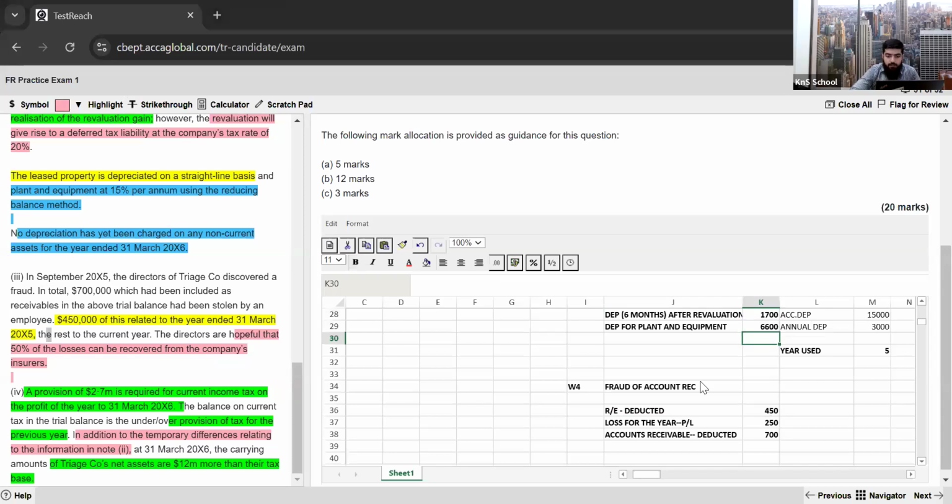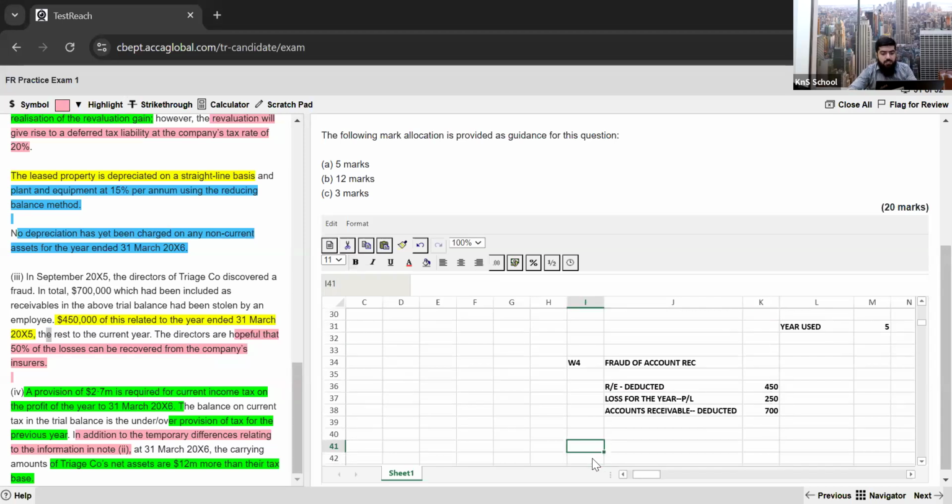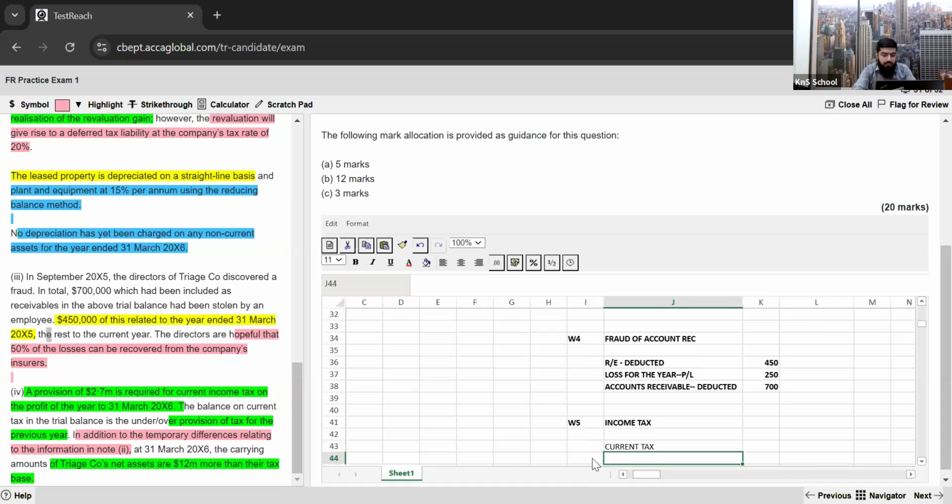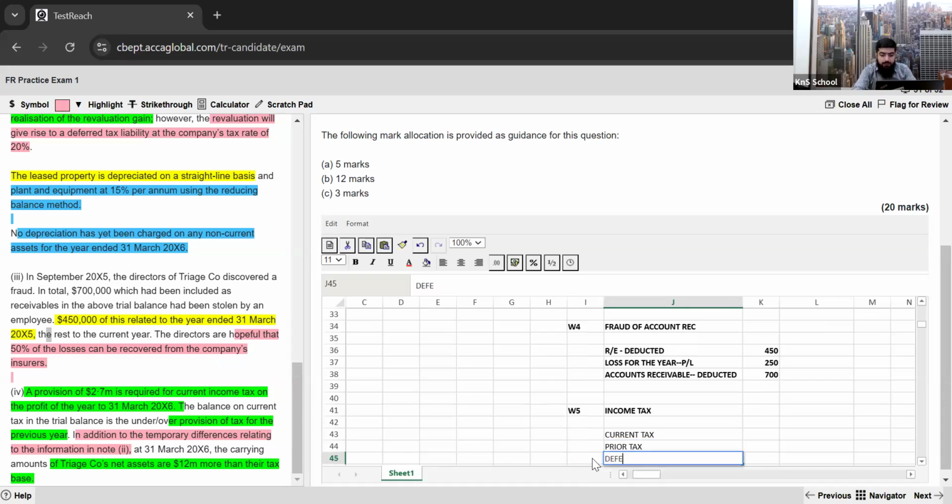Okay, now let's move on towards the last adjustment, that is working 5. In this working 5, we are going to calculate the income tax, because the profit which is given in the question is before the interest and tax. So for income tax, we have 3 taxes. Number 1, the current tax. The second one is the prior tax. And the last one is the deferred tax.